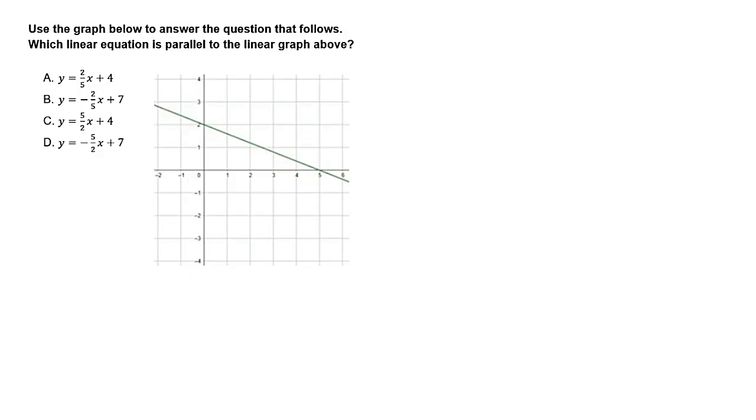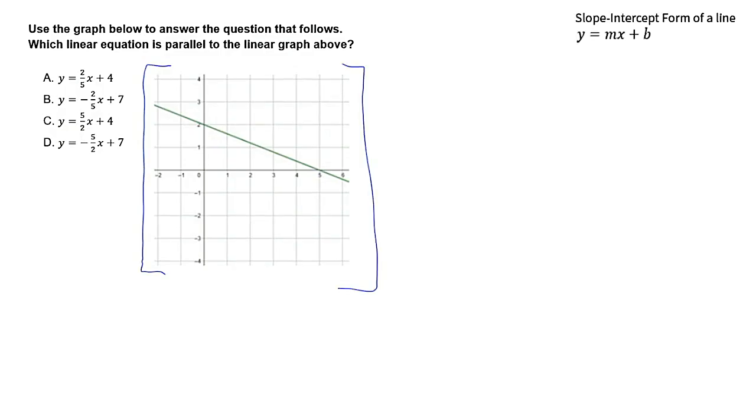Use the graph below to answer the question that follows. Which linear equation is parallel to the linear graph above? In this problem, we're referring to this graph here, and our answer sets appear in slope-intercept form. So let's review slope-intercept form. y = mx + b. m is our slope, and b is the y-intercept.